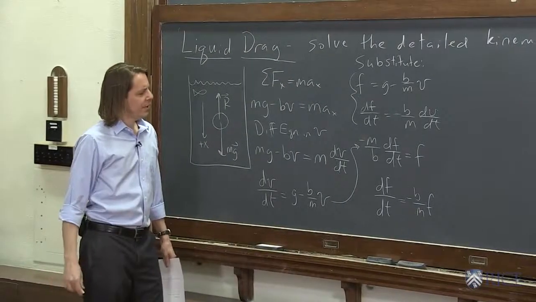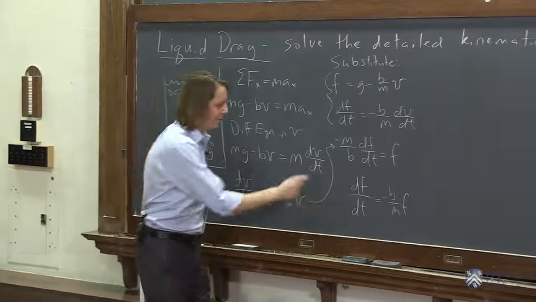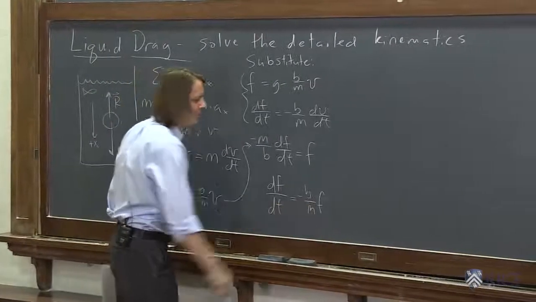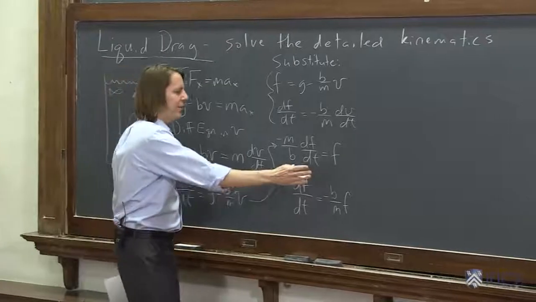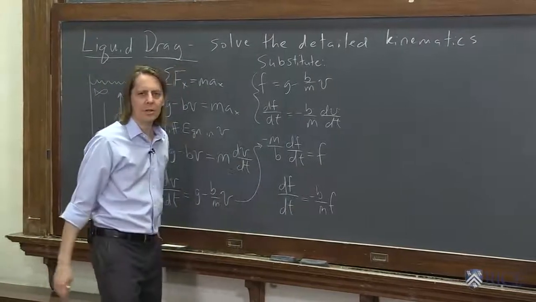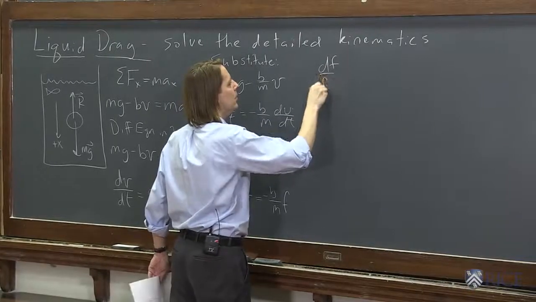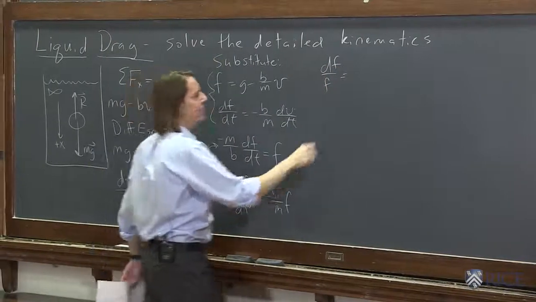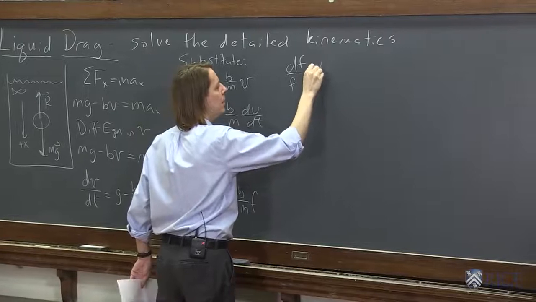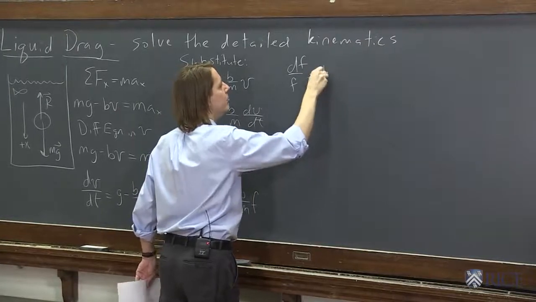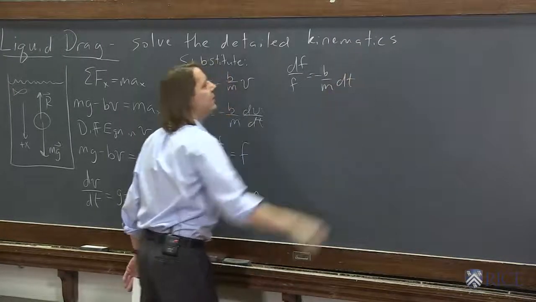Now we still can't integrate it. We can integrate this with respect to time, but f is a function we don't know. We can't integrate it. So we do a trick. We get all the f's on one side and the t's on the other side. That's one of the tricks here. So df over f equals minus b over m dt.